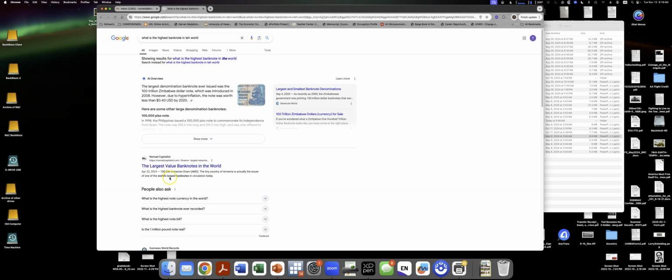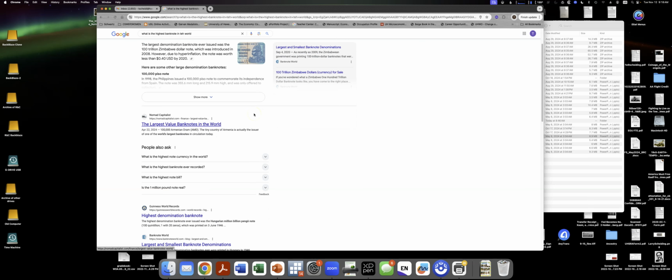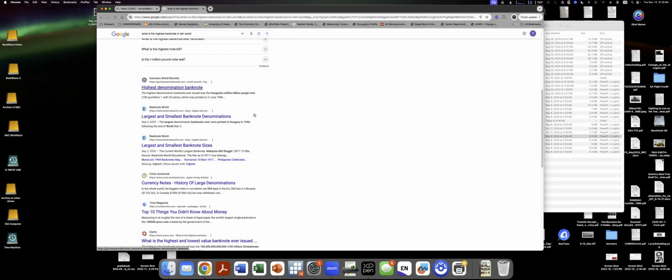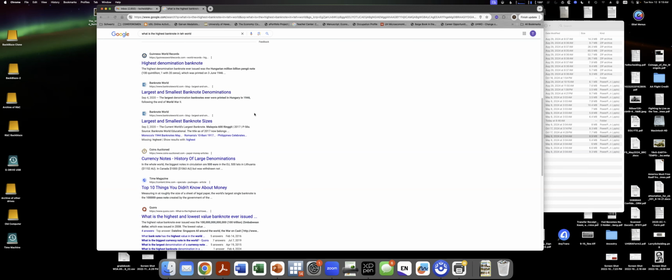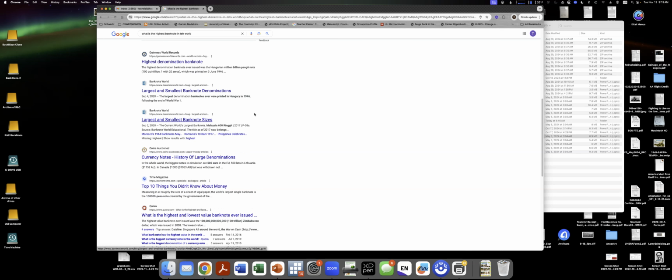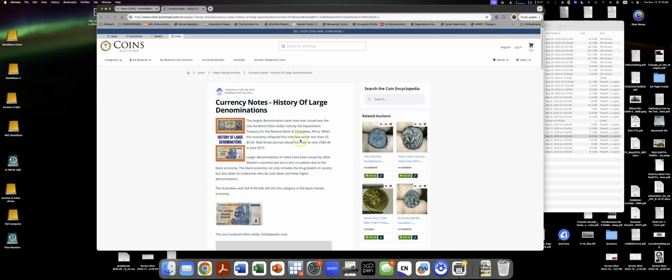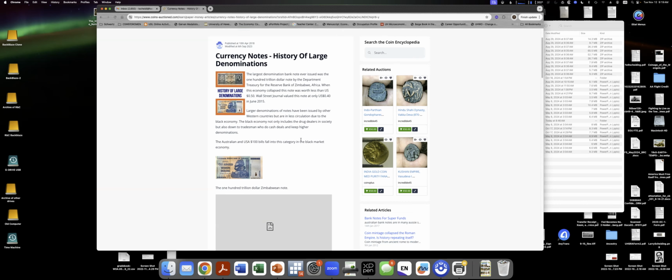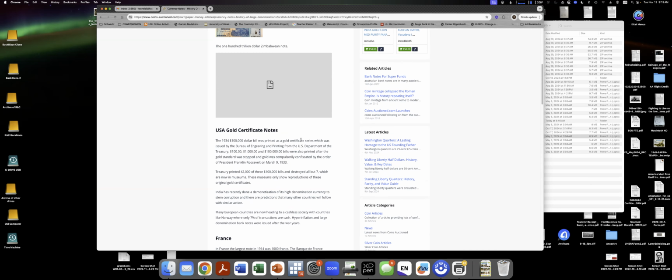Largest, yes, there's the 100. Yeah, but I actually want the value. Yes, there's the $100 trillion Zimbabwe dollar note. I'll look this up in my own time. Yeah, so we want to see here. Yeah, $100 bill looks to be still the good thing to go with.